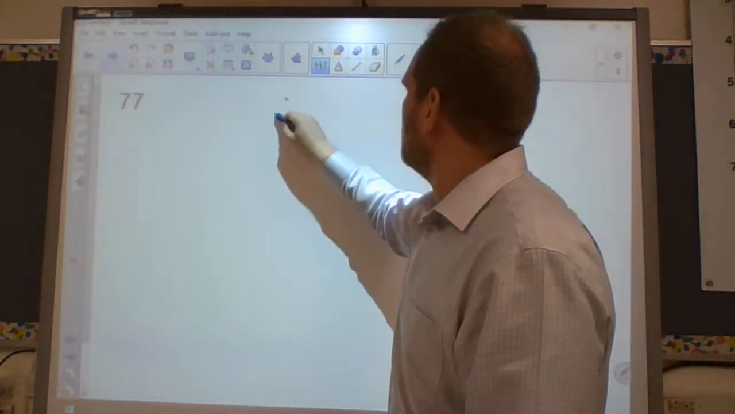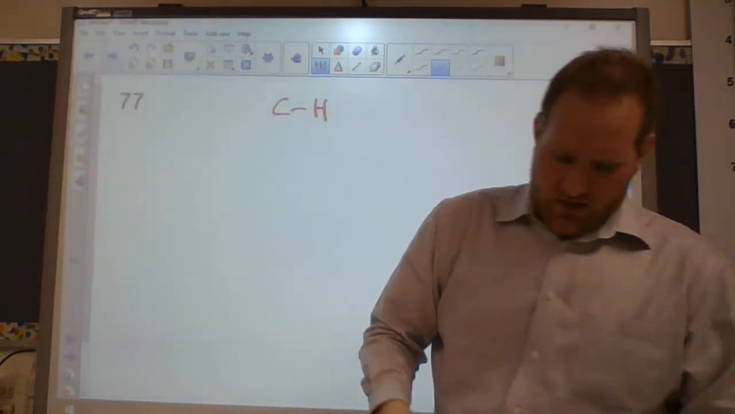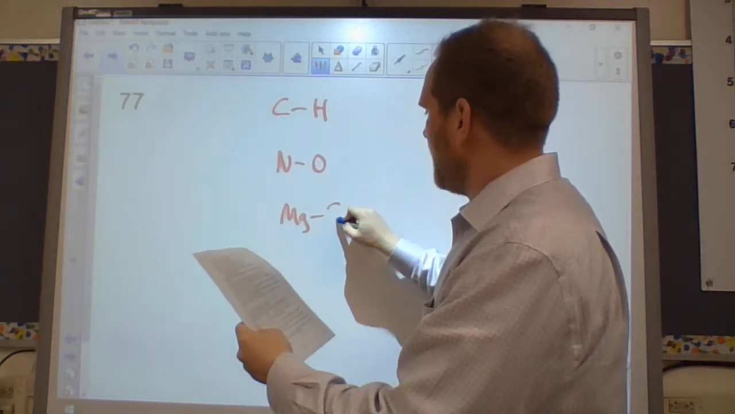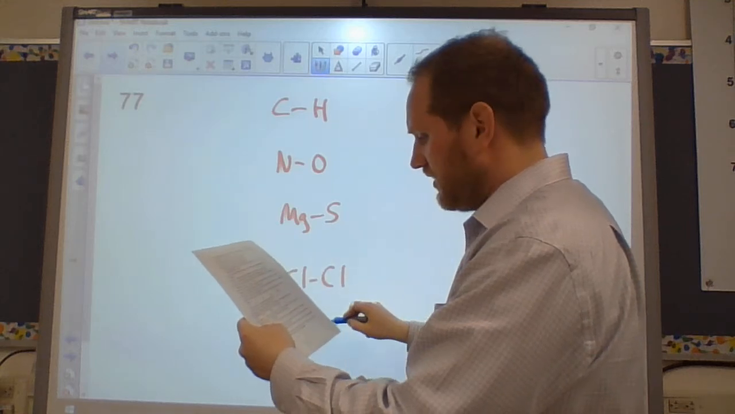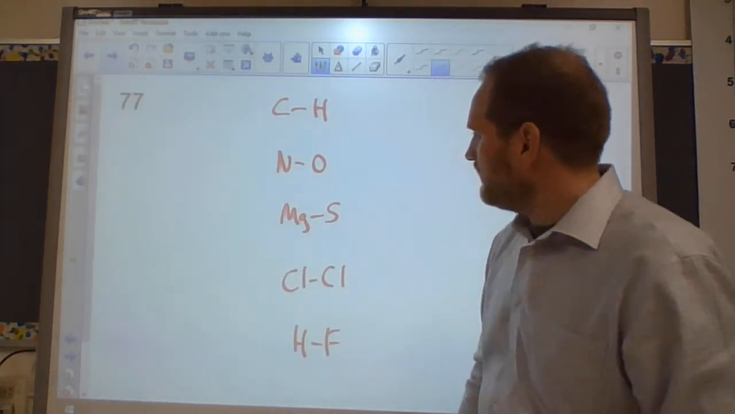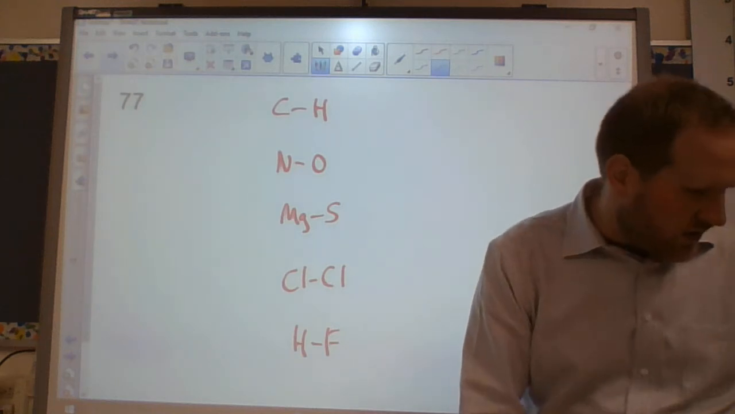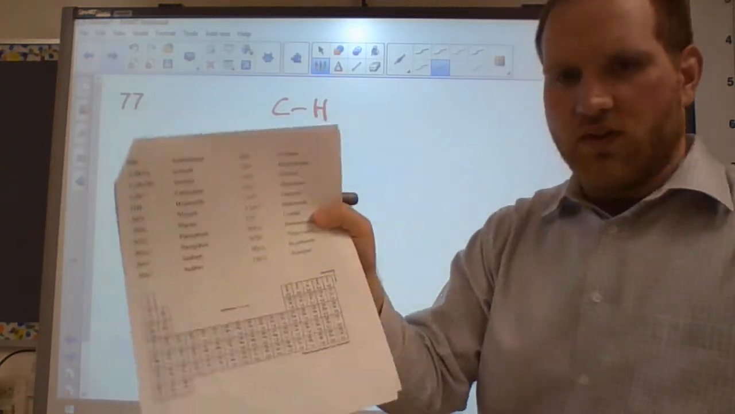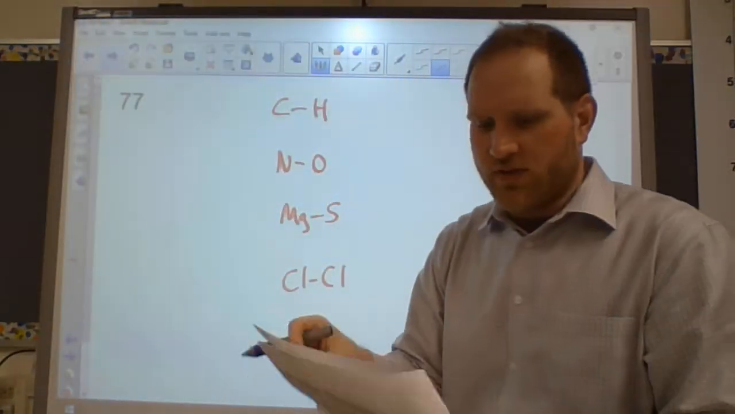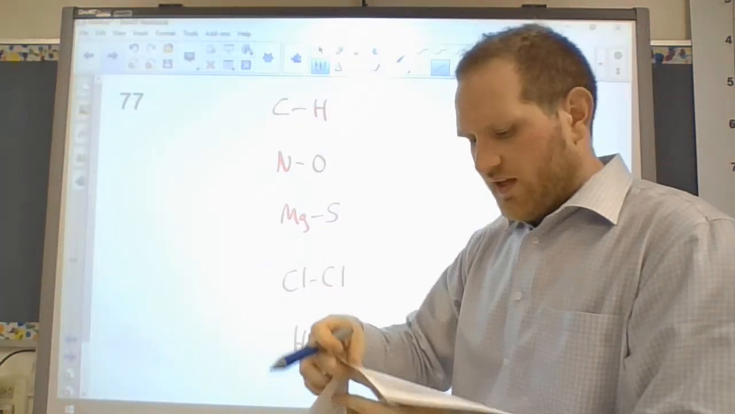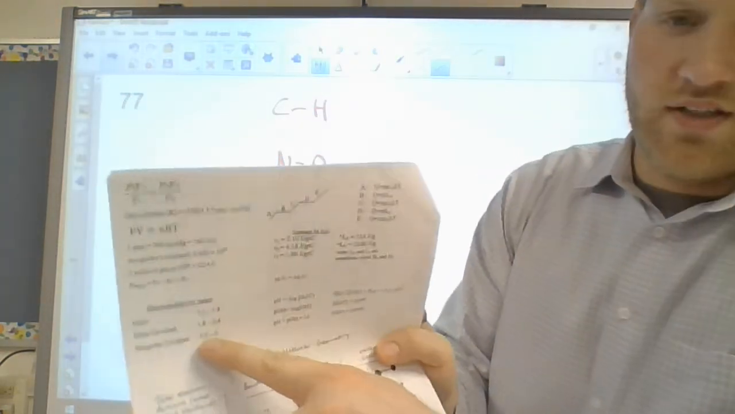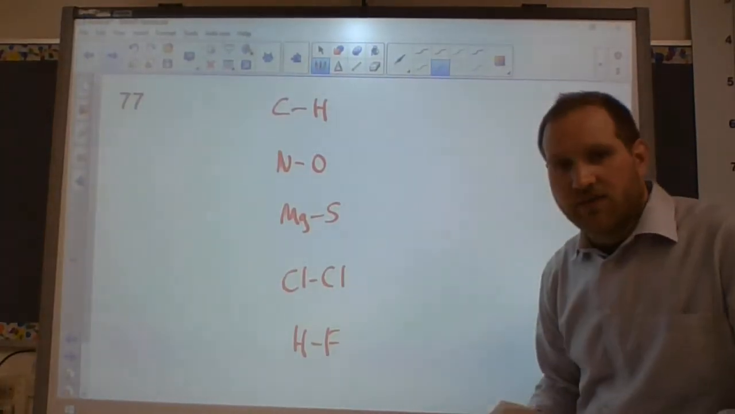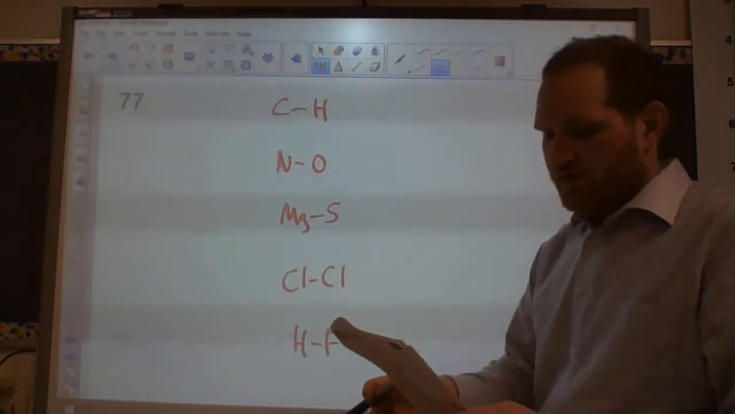So let me write these all out. So we have CH, NO, MgS, ClCl, and HF. All right. So you need a chart that lists electronegativities. You will likely get something like this on your final, but check with your teacher. And you will also likely get this electronegativity range, but again, check with your teacher. So basically, we're going to look up the difference in electronegativity between the two elements and see where it falls.